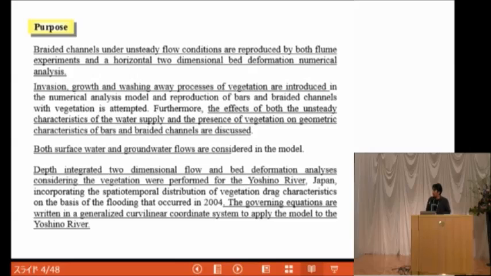And we also performed the numerical analysis of the bed deformation of the Yoshino River. The Yoshino River is a real river, so when we perform the calculation for a real river, we would like to make a numerical grid, which is a boundary fitted numerical grid. So the equation in the model is written in the generalized curvilinear coordinate system.